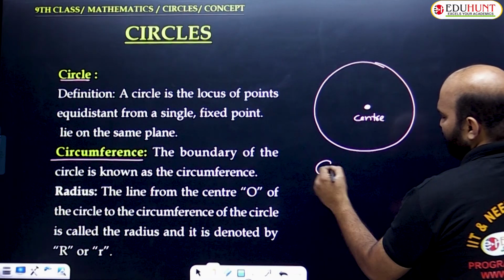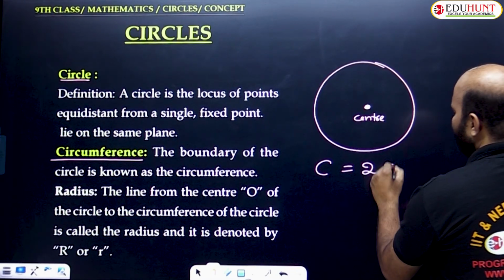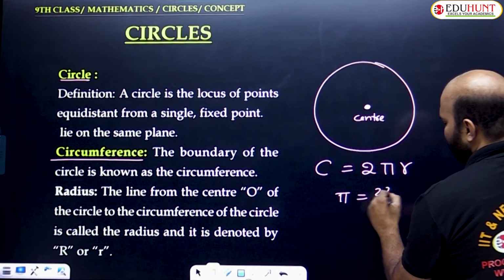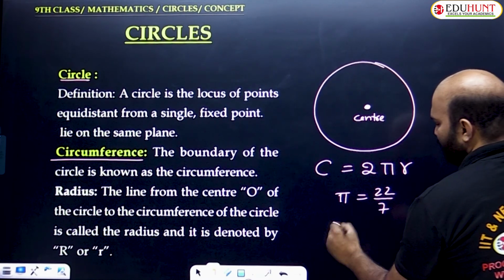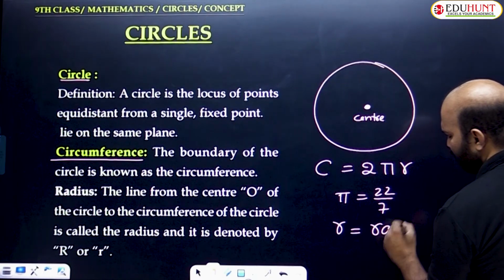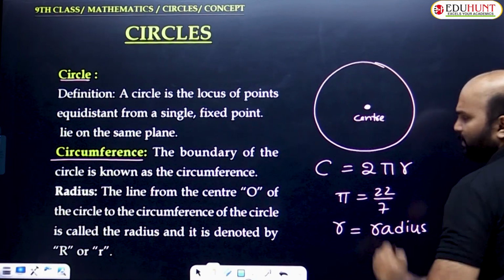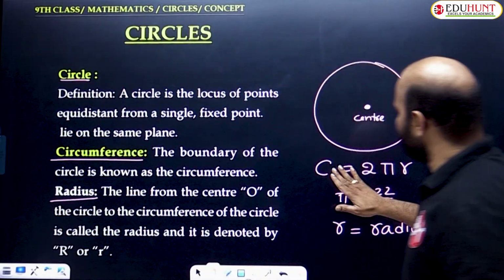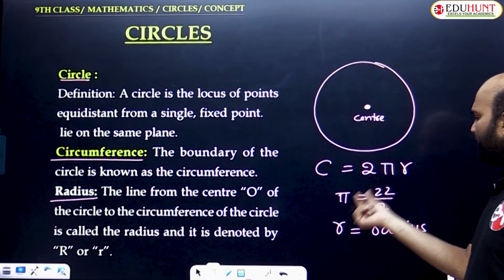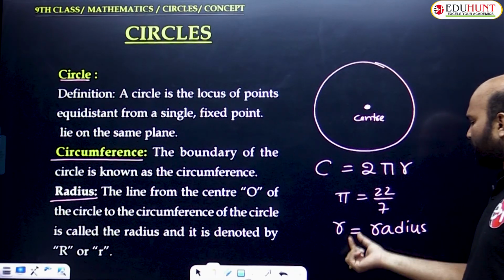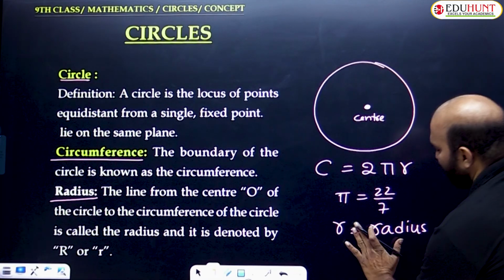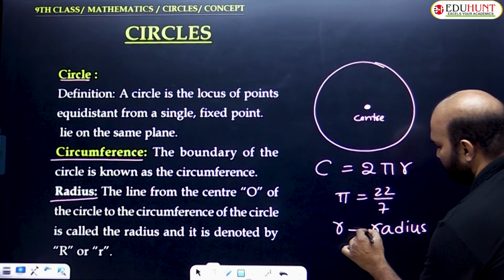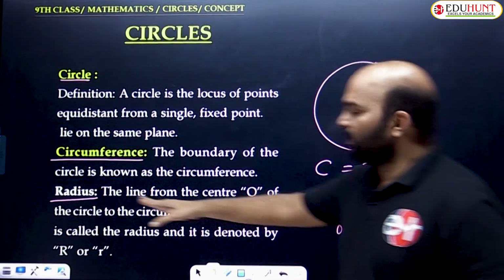It can be denoted as C equals 2 pi r. Here pi stands for the value 22/7, and r stands for radius. The circumference of a circle equals 2 pi r, where pi is 22/7, 2 is a constant, and r stands for radius. Am I clear? So what is the radius?